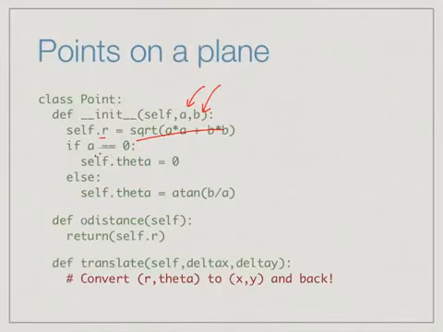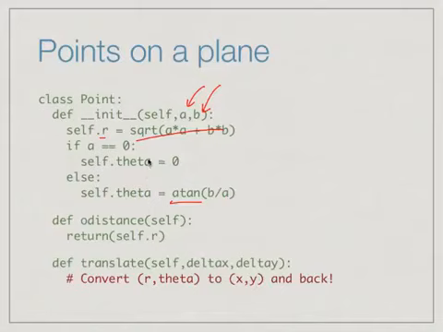And then we want to divide b by a, right? But if a is 0, then we have a special case, b by a will give us an error. So if a is 0, we set the angle to be 0. Otherwise, this is the Python function in the math library for tan inverse, arctan. We set theta to be the arctan of b divided by a, right?